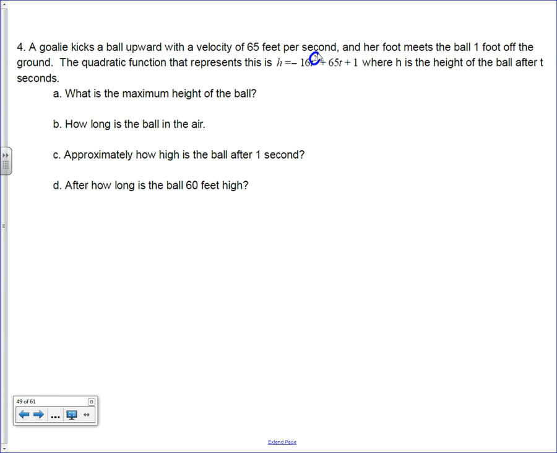Now, please notice that these have h's and t's. I would like you to change them to x's and y's. Everybody doing okay there? First thing I want to know is, what does a t or the x stand for? Seconds. And what does the h or the y stand for? Height. So go ahead and put that in your graph, please. And you should be getting a parabola shape because we know this thing is quadratic. Type it in your equation, please.